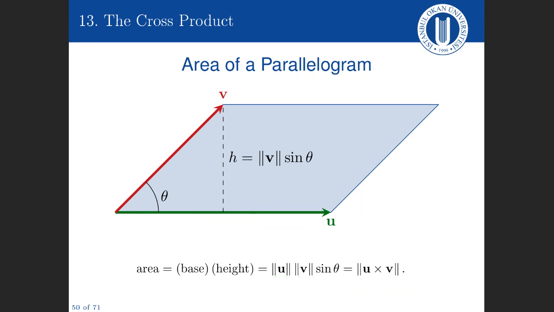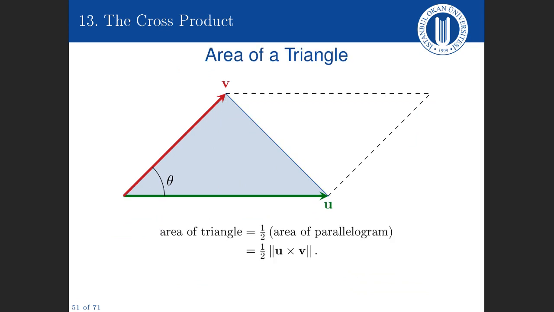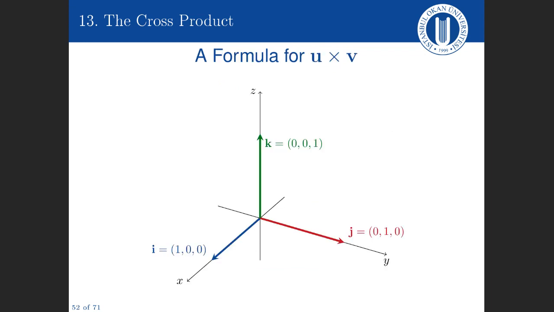After we know the area of a parallelogram, we can calculate the area of a triangle, because as we can see from this picture, the area of this triangle is just half the area of a parallelogram. So we have a half norm of U cross V. This is a nice formula for the area of a triangle like this. Let's look at some examples. Sorry, we'll look at some examples later.